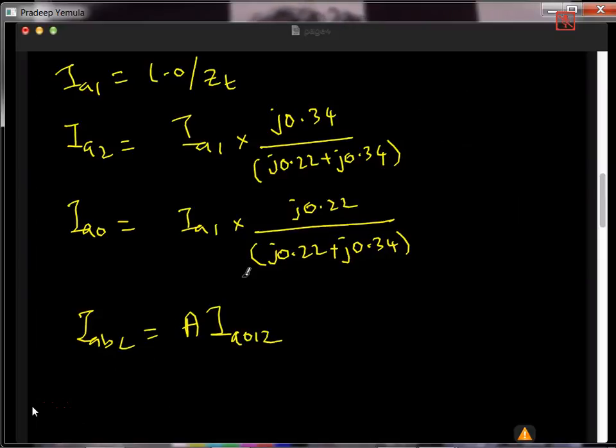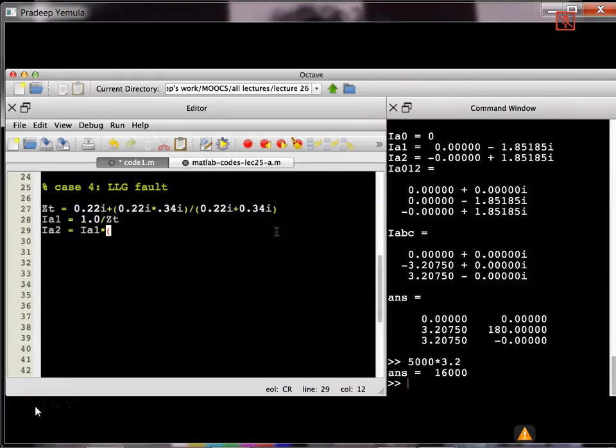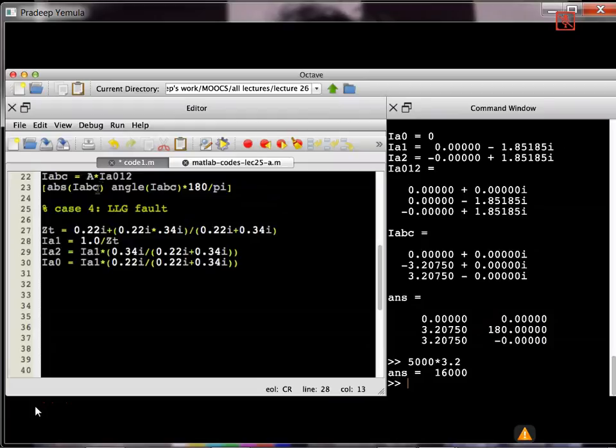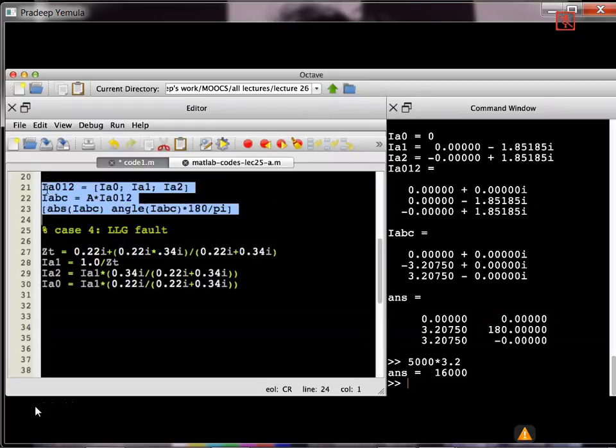That's it. So let's do that. So I'm going back to my code. 0.34I divided by 0.22I plus 0.34I. Now IA0 is same, except in the numerator I'll get 0.22. So once I get all these three currents, then I can find the rest of the three steps are exactly same.